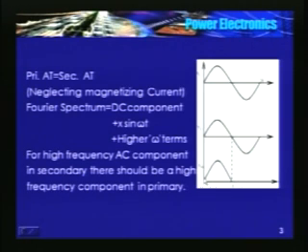If I write the Fourier series or Fourier spectrum for the current, it has a DC component, as I discussed yesterday, since the average value is finite. Then I have a fundamental component x sin omega t, whose frequency is the same as that of the input, and it has higher omega terms.